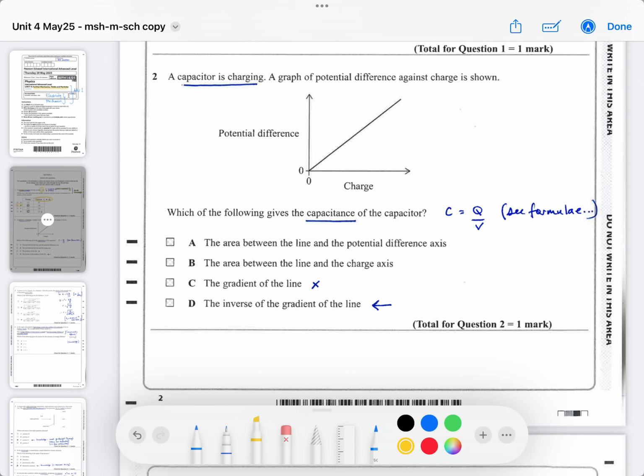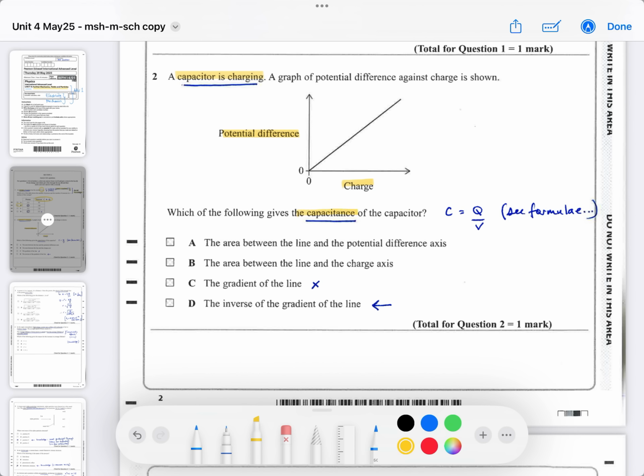And here you have a capacitor being charged up, yeah, and normally, I think normally you put Q, charge, on the y-axis. So don't get confused when they change axes around. They're just trying to see if you can understand what's happening. So the graph of potential difference against charge is shown. Which of the following is the capacitance?